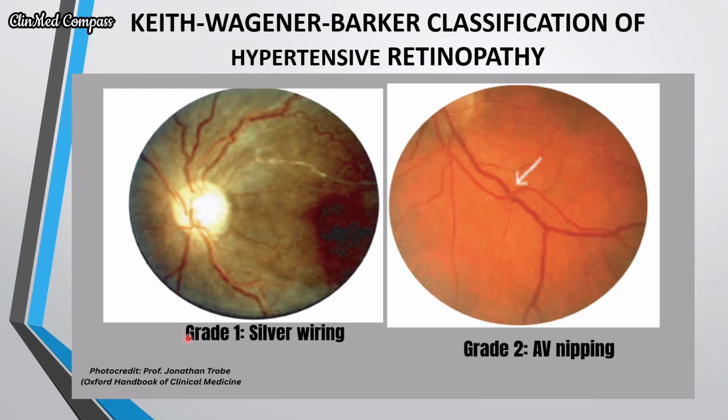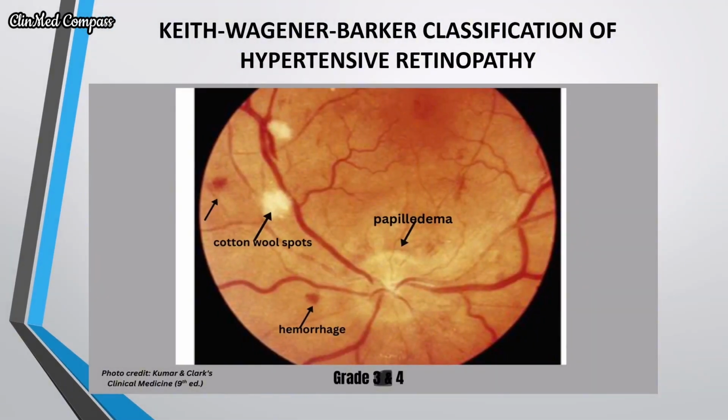Grade 1, we have silver wiring, where the retinal arteries appear shining and metallic. Grade 2 is the arteriovenous nipping as indicated by the white arrow, where an arteriole compresses on the venule at crossing points. This image shows fundoscopic changes of grade 4 retinopathy, where we have hemorrhages, cortical spots, and papilledema.